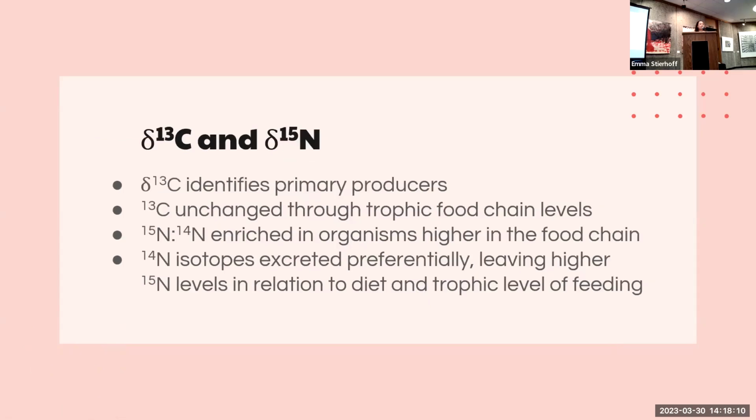So delta carbon 13 is the one that we use to identify what the primary producers are that are being consumed. That is because this form of carbon remains unchanged throughout the trophic food levels, so we are able to identify where that is being processed. However, nitrogen is a different form that is able to be enriched in the organisms on different levels of the food chain. As the nitrogen 14, which is the lighter isotope, is excreted through bodily functions, it leaves the heavier nitrogen 15 isotope remaining within the body.